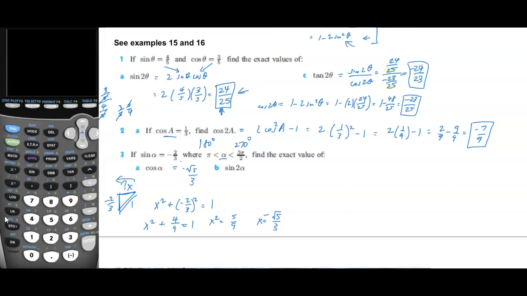All right, now that I have the cosine value and I have the original sine value, it's pretty easy to find sine 2 alpha because sine 2 alpha is 2 sine alpha cosine alpha. So it's equal to 2 times negative 2/3 times negative square root of 5 over 3, which is equal to 2 times 2 times square root of 5 over 9, which is 4 square root of 5 divided by 9. What happened to the negatives? They cancel each other out. Done.